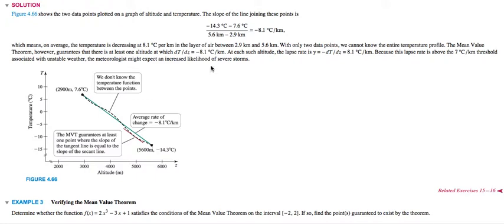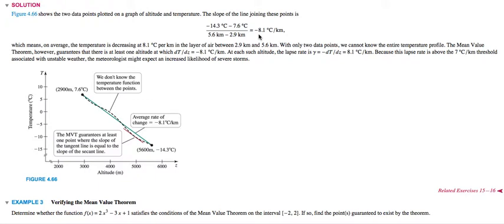Now we can find the slope of the line joining these points using the slope formula that we've known for some time. We take the change in y over the change in x, and we calculate that, and here we see that it's negative 8.1 degrees Celsius per kilometer, which means that on average the temperature is decreasing at 8.1 degrees Celsius per kilometer in the layer of air between 2.9 kilometers and 5.6 kilometers.